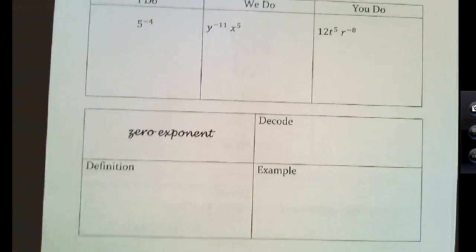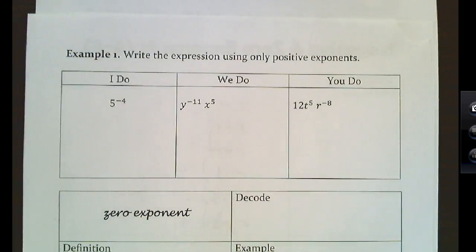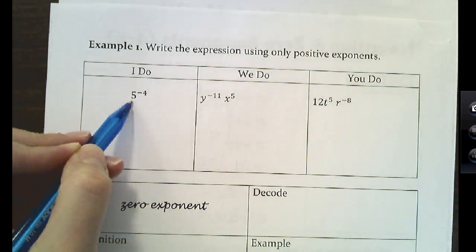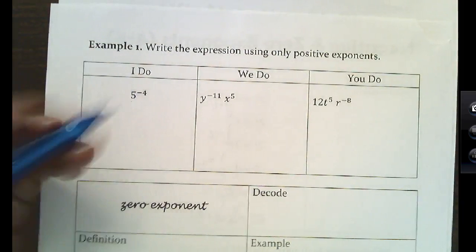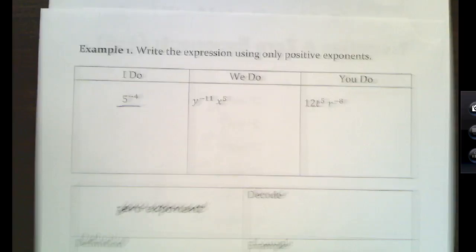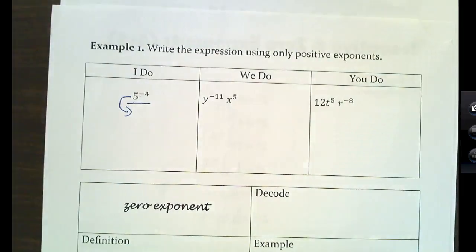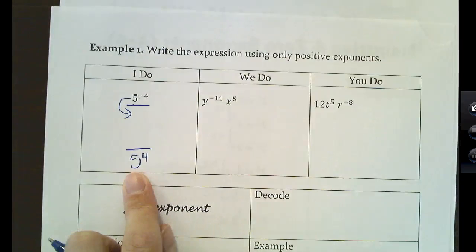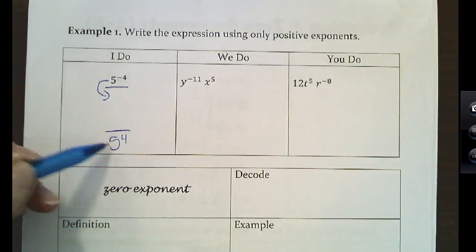Yep. So we're going to flip to the back side and take a look at example 1. And we have to write these expressions using only positive exponents. So when we have a final answer in math, we don't want negatives in our exponents or in our power. We want to rewrite it so that we only have positive exponents. So here you can see I've got 5 to the negative 4th power. Since I have that negative exponent in my numerator, I'm going to take it and move it to my denominator. And when I move that to my denominator, it becomes 5 to the positive 4th power.